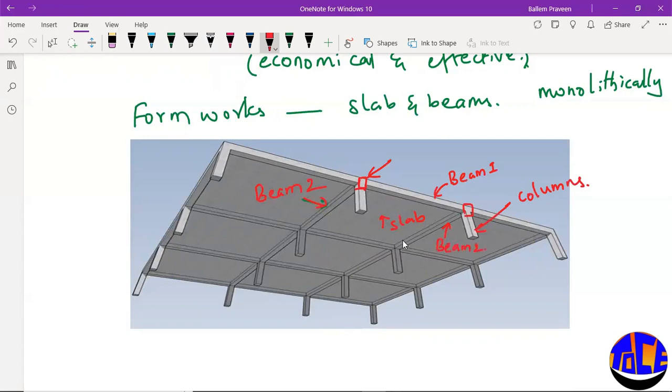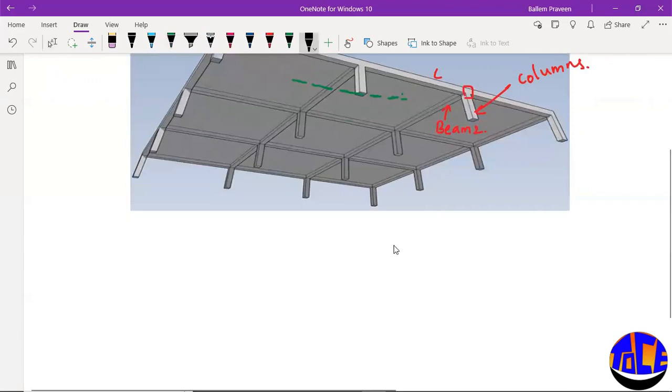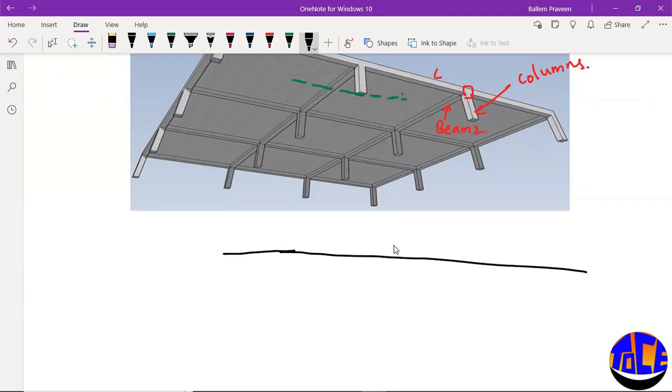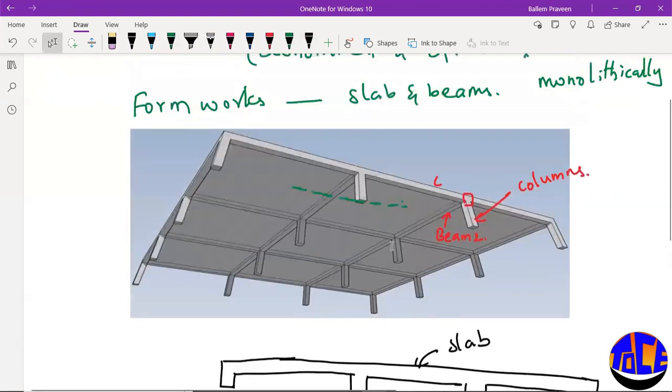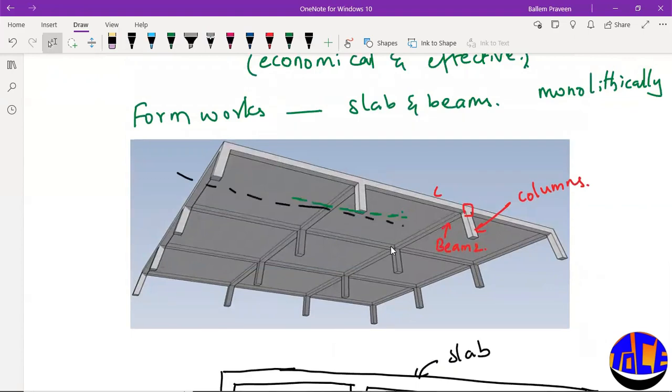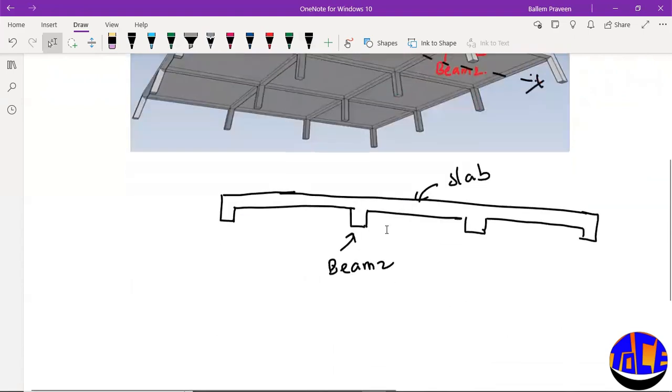Suppose I take a cross section over here. I'm taking a cross section at the center of the slab. How does it look? It looks something like this. These are the beams, which we have called beam 2, and this is a slab. Remember, our section is at the center. Cutting at the center, this is how it looks. So this is a slab and this is a beam.